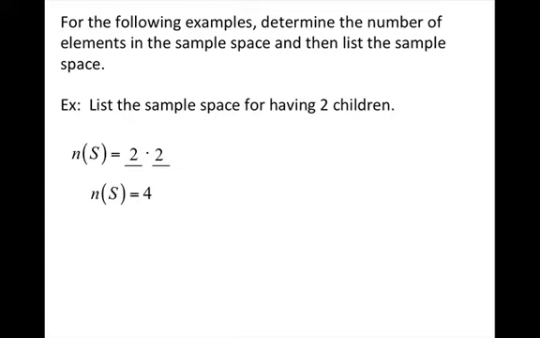So let's list those. I could begin by having both boys, so I'm just going to write BB. Another option, the first child could be a boy and the second child could be a girl. So I'm going to write BG. Then I could have a girl followed by a boy, so GB. And then I could have two girls, so GG.